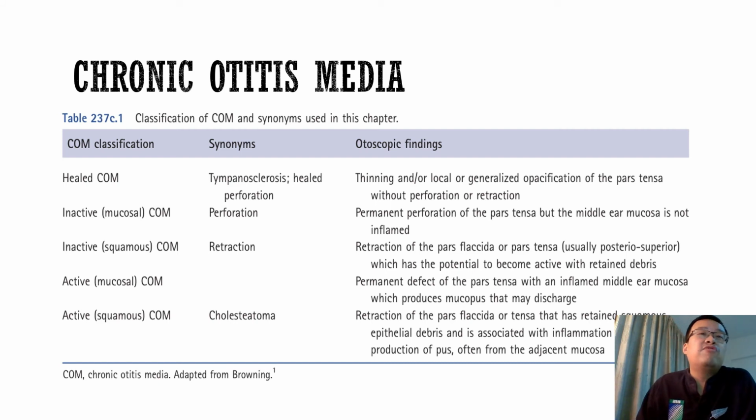So let's move on to chronic otitis media. For chronic otitis media, the latest classification we can see as mentioned here. We divide them into mucosal and squamous. Mucosal being the pars tensa region, pars flaccida is squamous. And whether it's inactive or active. Inactive meaning that there's no discharge, active meaning there's a discharge, and squamous is a cholesteatoma.